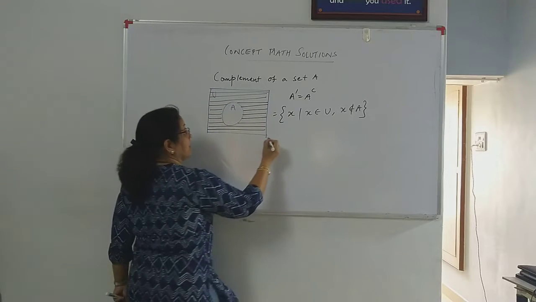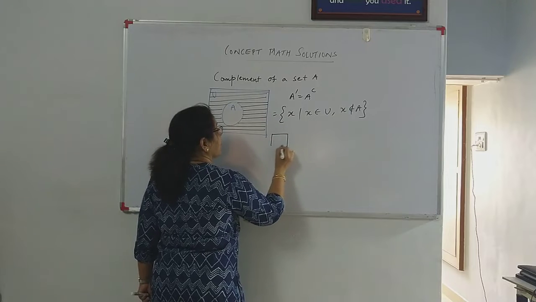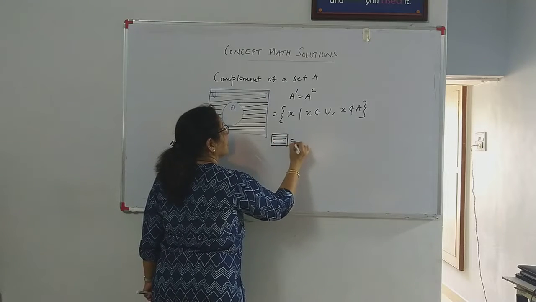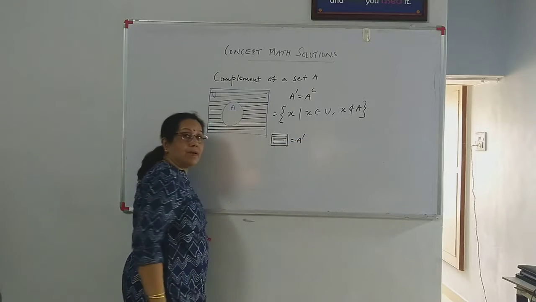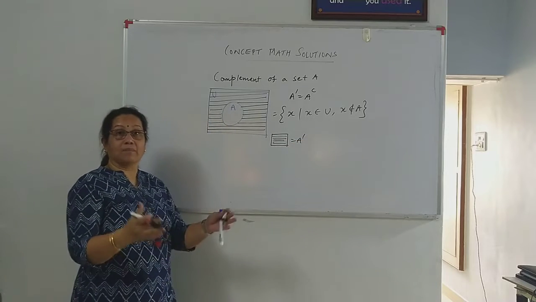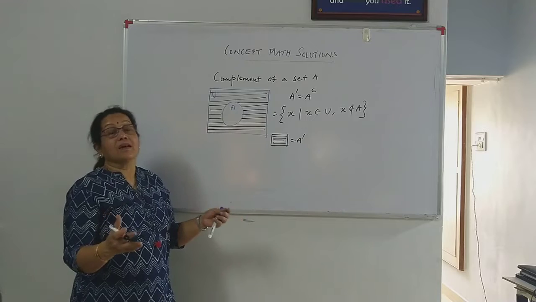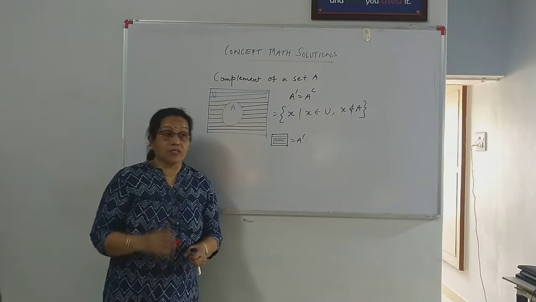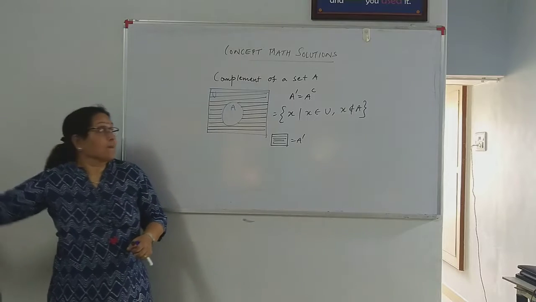So if I have to make a key of this Venn diagram, I will make a small box and show that this is a complement. Like in geography, when you draw maps and all, you make keys, right? So when you draw Venn diagrams, again we make keys. So this is complement of a set.